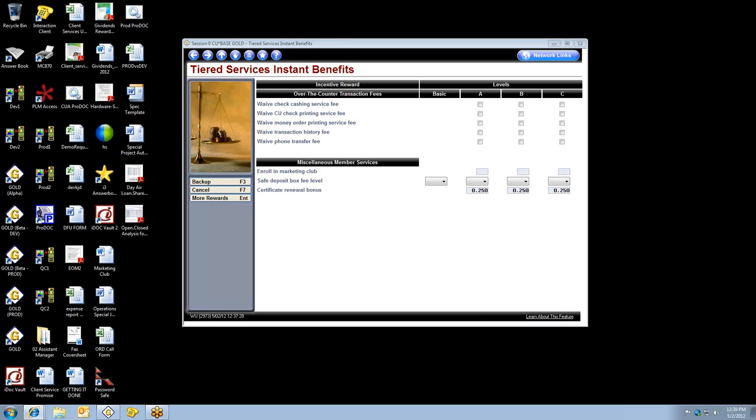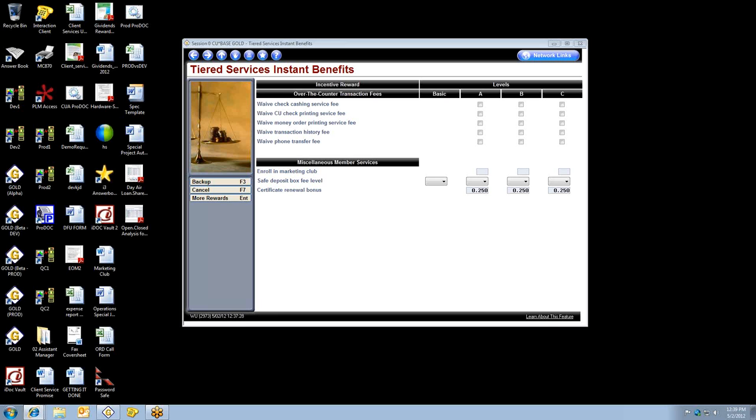So check cashing fee, you may waive 99% of them if you choose to do so. Maybe you're going to waive it for everyone in levels A, B, and C, which would be your top 3 levels, and only charge your basic members. It may be something that you'd like to do. So it's completely up to you to analyze your fee schedule, but it's a great time to assign a value and a weight to some of those options.